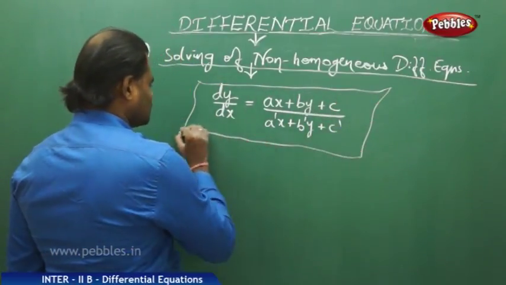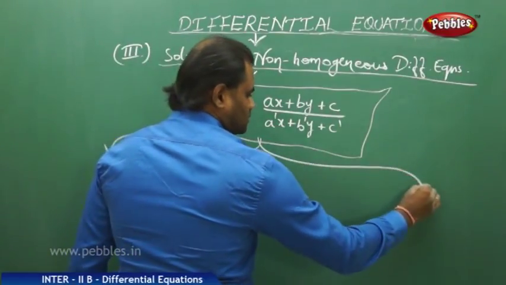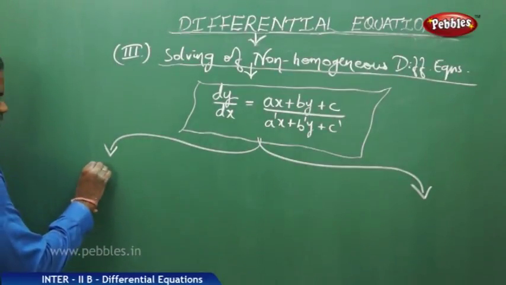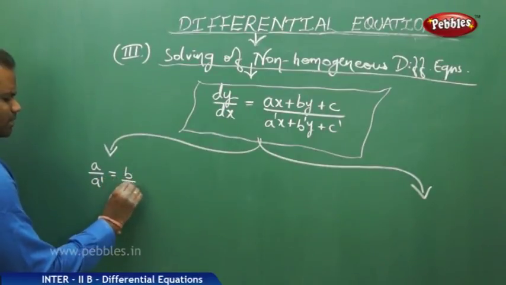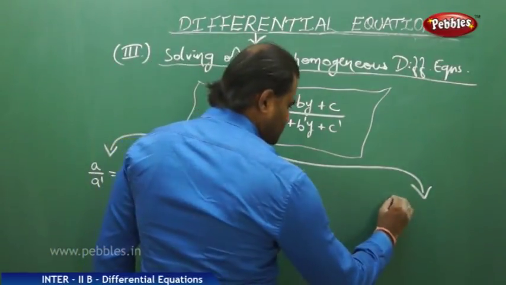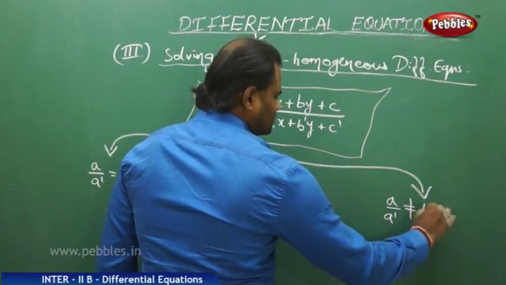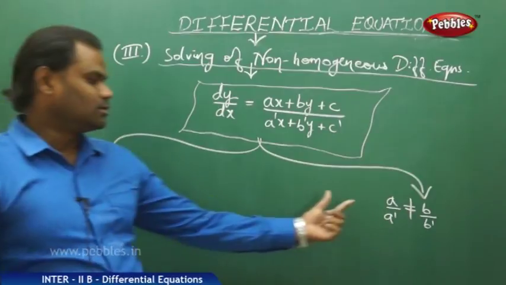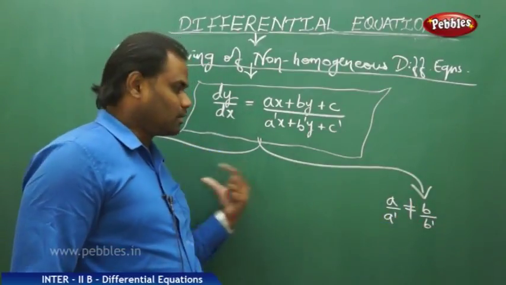So solving of this non-homogeneous differential equation has two cases, where the first case is if a by a dash is equal to b by b dash, and the second case is if a by a dash is not equal to b by b dash. So with these two cases arising, initially we check for this equal to this or this not equal to this, and hence we differentiate case 1 and case 2.